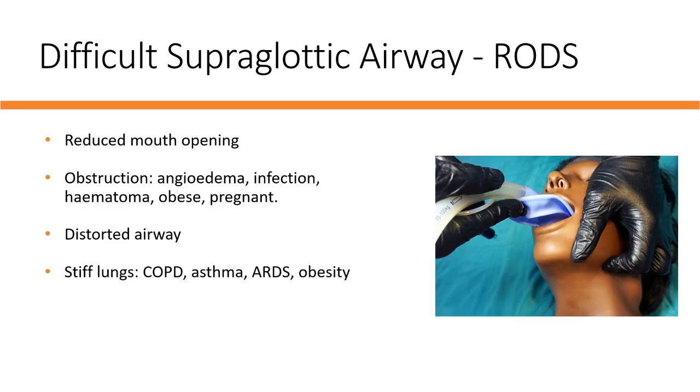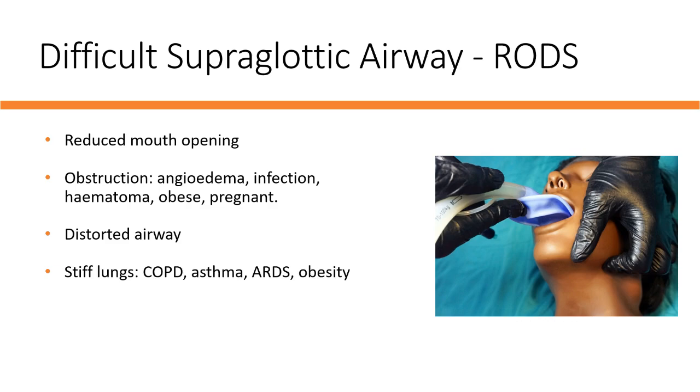The next question is, is a supraglottic airway going to be difficult to use? And the mnemonic here is RODS, R-O-D-S. The R stands for reduced mouth opening. The mouth has to open enough to insert the supraglottic airway. And there's quite a few different types of supraglottic airways, and they have different diameters or sizes, and some lend themselves to going into smaller airways, whereas other ones are quite big or chunky and are a bit more difficult to insert if there is reduced mouth opening.